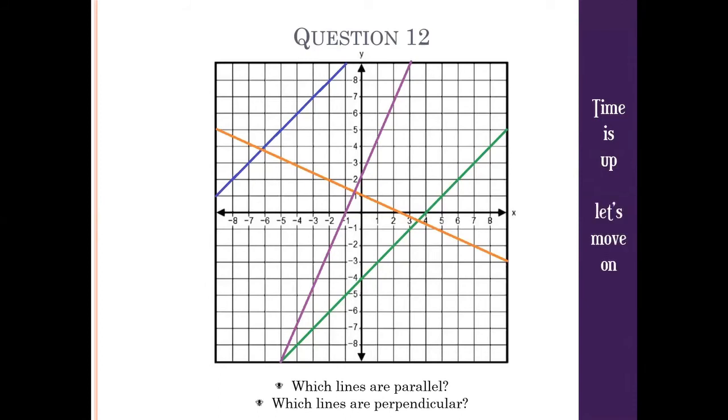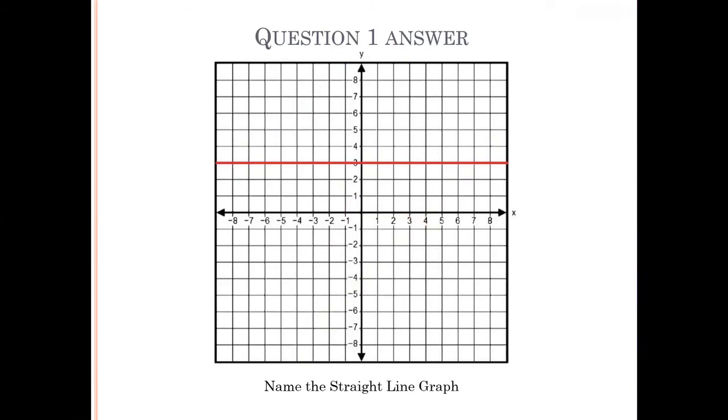Okay, that's the end of the questions. Let's move on to the answers. Question 1, name the straight line graph. Okay, this is called y equals 3. So if you're not quite sure, pick a few coordinates out on the graph, write them down, and you'll notice that the y is always 3 along there. X changes, but y is always 3. So the graph is y equals 3.